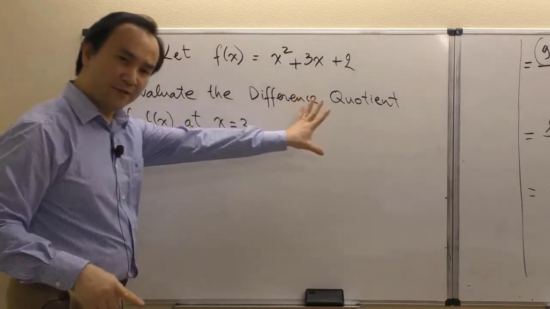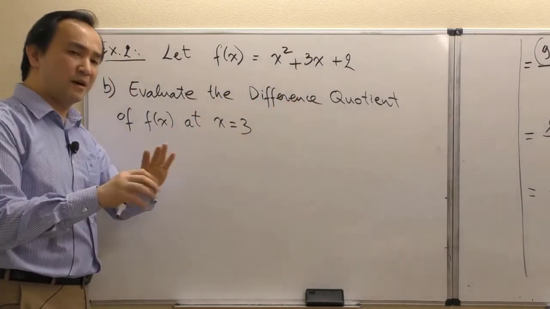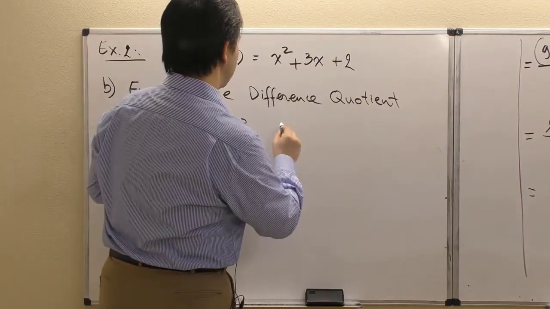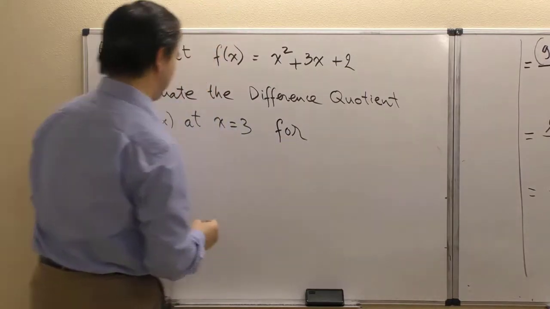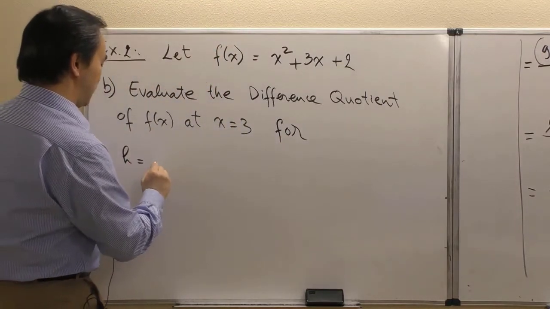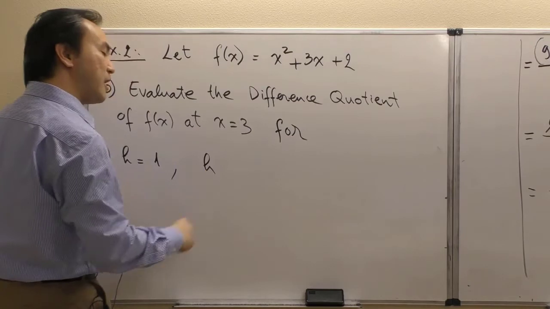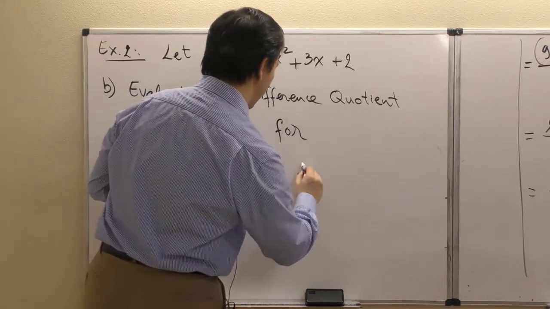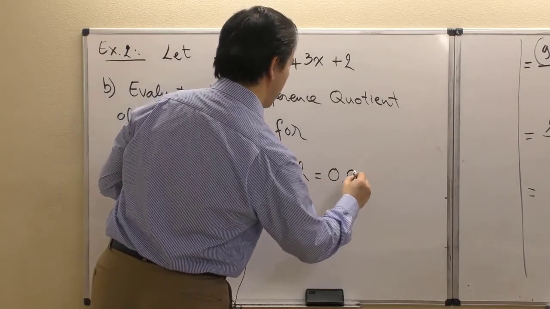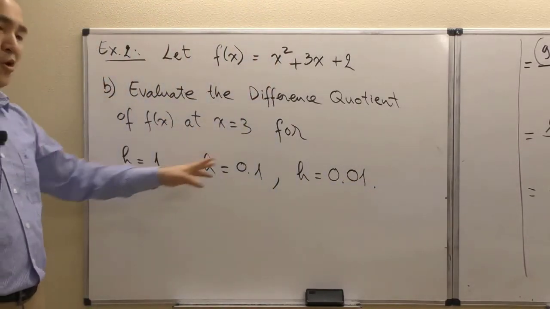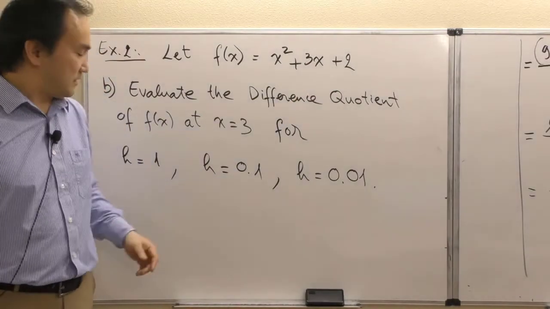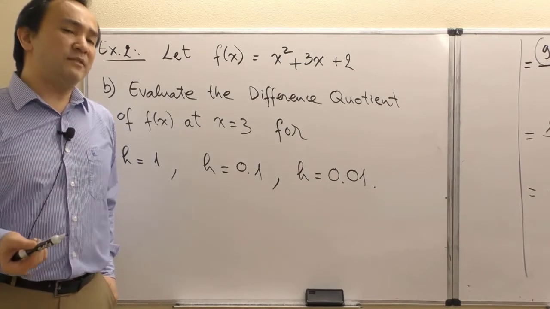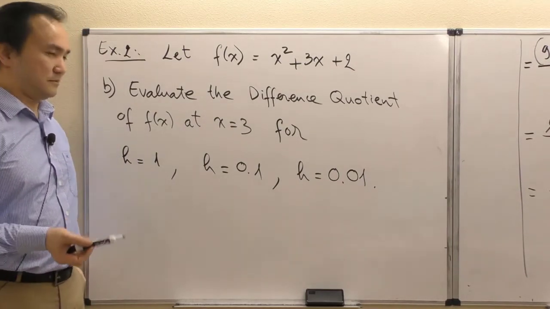So now difference quotient of f of x at x equals 3 is now more like just a name, and we have already found it. But this is what I'm saying. For h equals 1, and then do another problem, h equals 0.1, and then do another problem, h equals 0.01, for example. And I can put more h values, but I suppose 3 of those are good enough for us. Okay, but what's the intention of this part B in this current example?